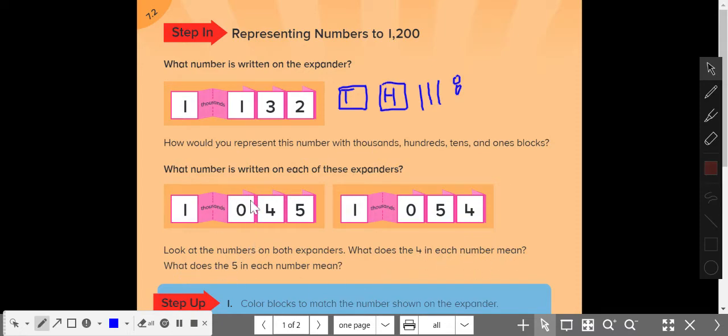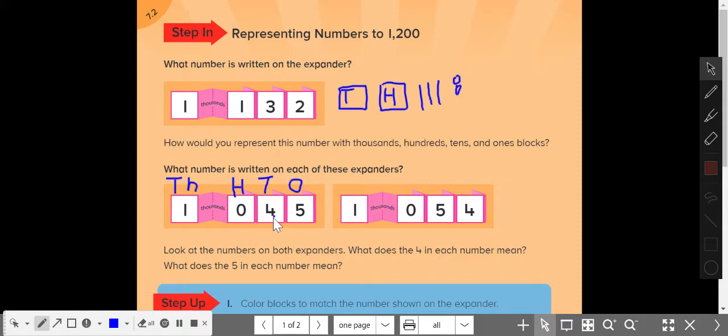Well, on this expander, I'm having a hard time because there's so many white squares. So I'm going to make a note for myself because that's what good mathematicians do. So over here on this first square, I'm going to write a T and an H. That stands for thousands. On this square, I'm going to write an H for hundreds. On this next one, I'm going to write a T for tens. And on the last one, I'm going to write an O for ones.